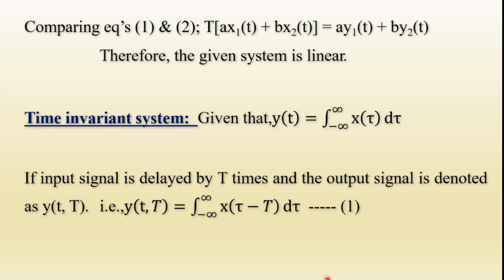Now here what is the input to the system? And this is the input to the system. This is delayed by capital T time. So the corresponding output is y of t comma capital T is equal to integral minus infinity to infinity x of tau minus capital T d tau. This is considered as equation 1.